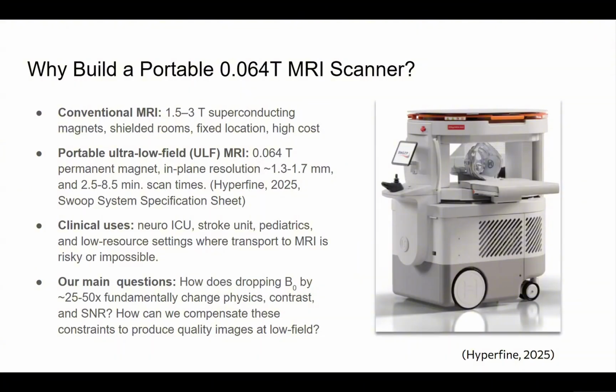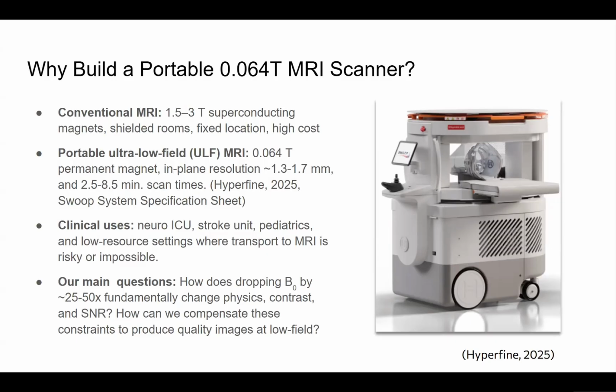So, our project asks a single overarching question, which is how does dropping B naught by nearly a factor of 50 fundamentally reshape MRI physics, encoding, and reconstruction? And what does that make portable MRI uniquely good at and uniquely bad at? To answer that, we break the problem into three aims.